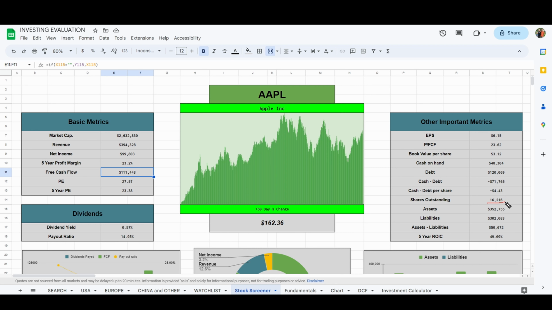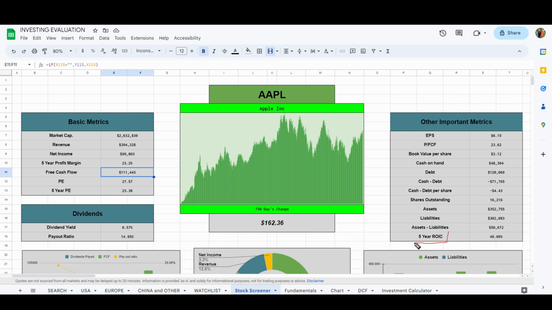Now the shares outstanding is how many shares they have, but we're going to take a look at that in a second. This is the total amount of assets and the total amount of liabilities. So assets can be anything from property to cash to basically anything that the company has. And liabilities can also be anything that the company has to pay, like debt or something that it owes to another company. And this is the assets minus liabilities. These are the metrics that are considered when calculating the book value.